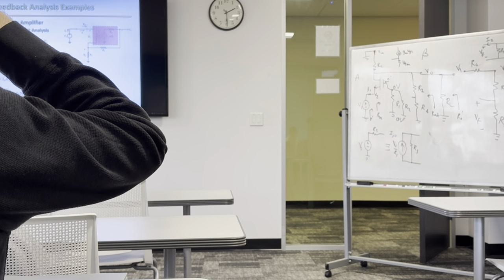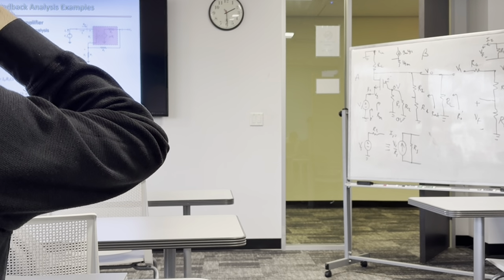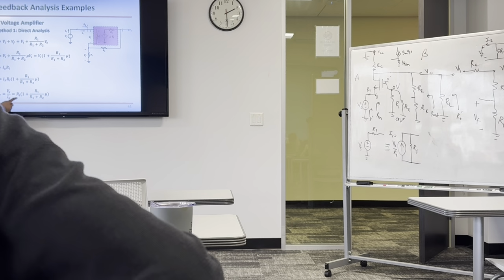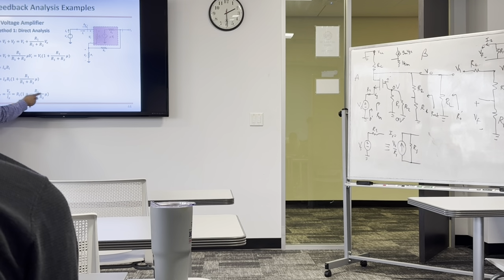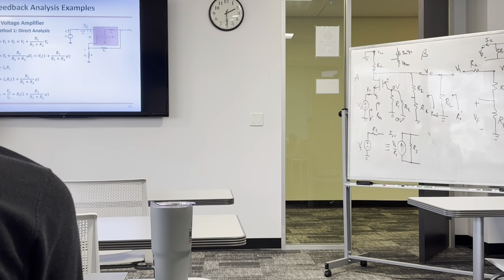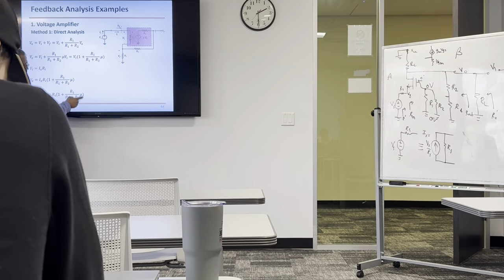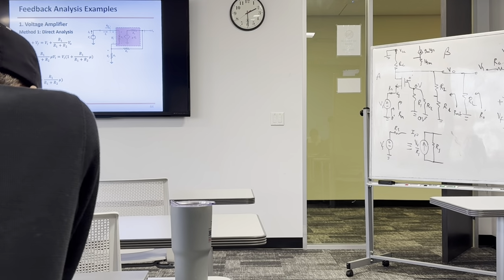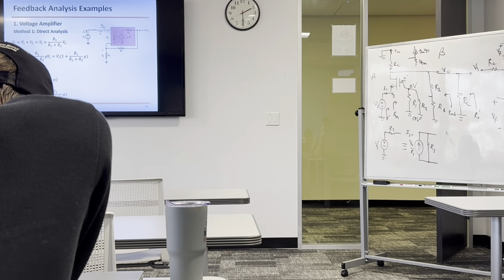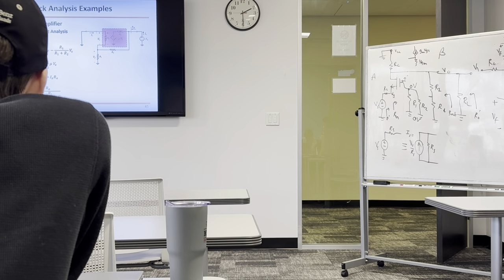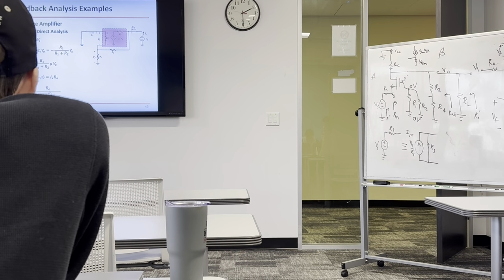So our input after feedback is the same as our input without feedback times 1 plus beta times the gain. It's much larger, right? Because mu is very large, mu times beta is large compared to 1, so this one is much larger than this one. Same thing for V out, for R out.